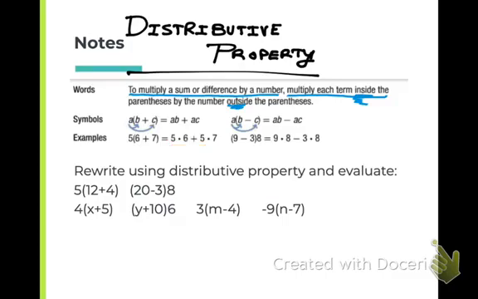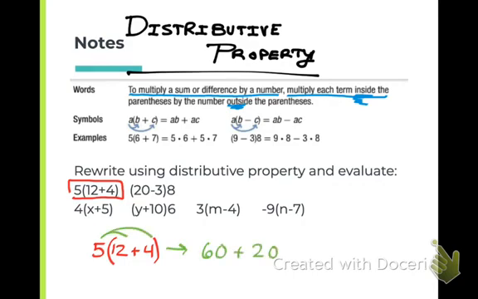Taking a look at this first problem here, 5 times the quantity 12 plus 4. So I'm going to rewrite it down here, 5 times 12 plus 4. Instead of adding first and then multiplying, I'm going to distribute. So I'm going to take that 5 and distribute to the two pieces. I would have 5 times 12, which is 60, plus 5 times 4, which is 20, which we would know to be 80. If you took 12 plus 4 and you got 16 times 5, you'd still get 80, so we know that it works.